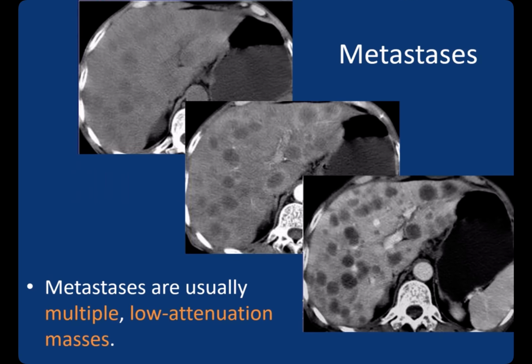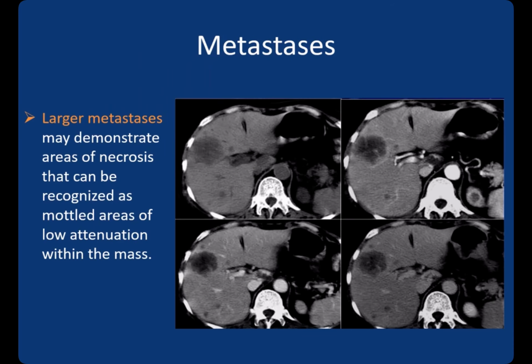Metastases are usually multiple low attenuation masses. We can see numerous low attenuation masses in this case. Larger metastases may demonstrate areas of necrosis. Here we can see the areas of necrosis, which can be recognized as multiple areas of low attenuation within the mass. Here is the necrotic area of the metastasis.